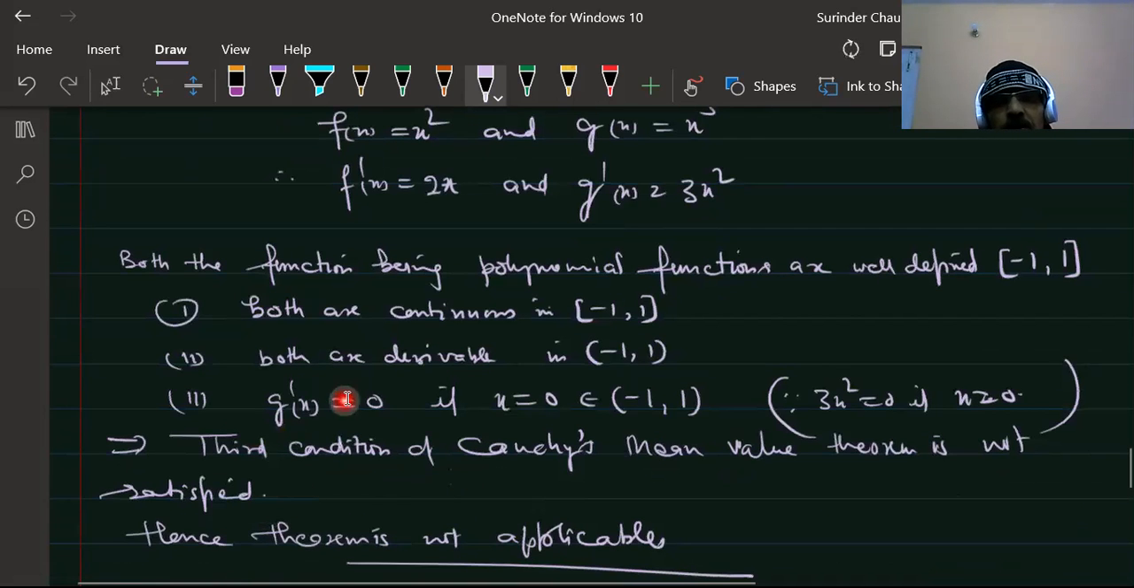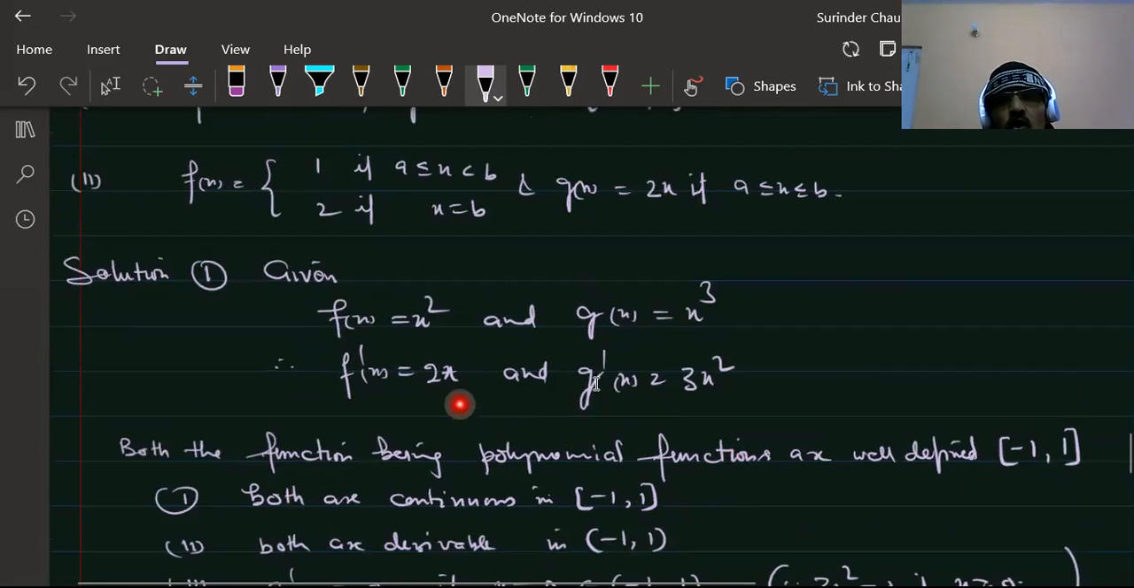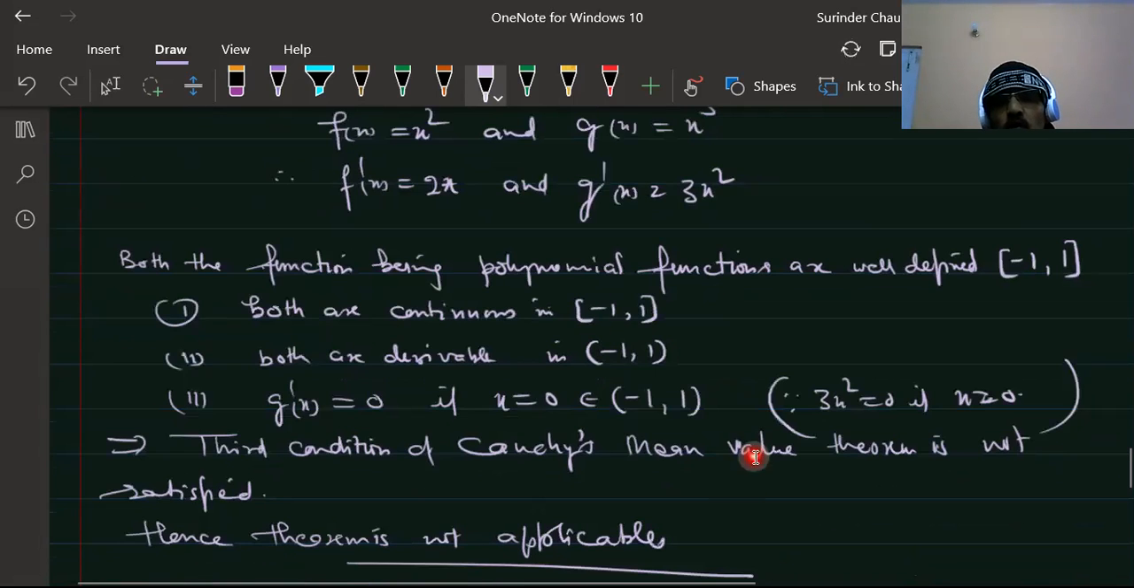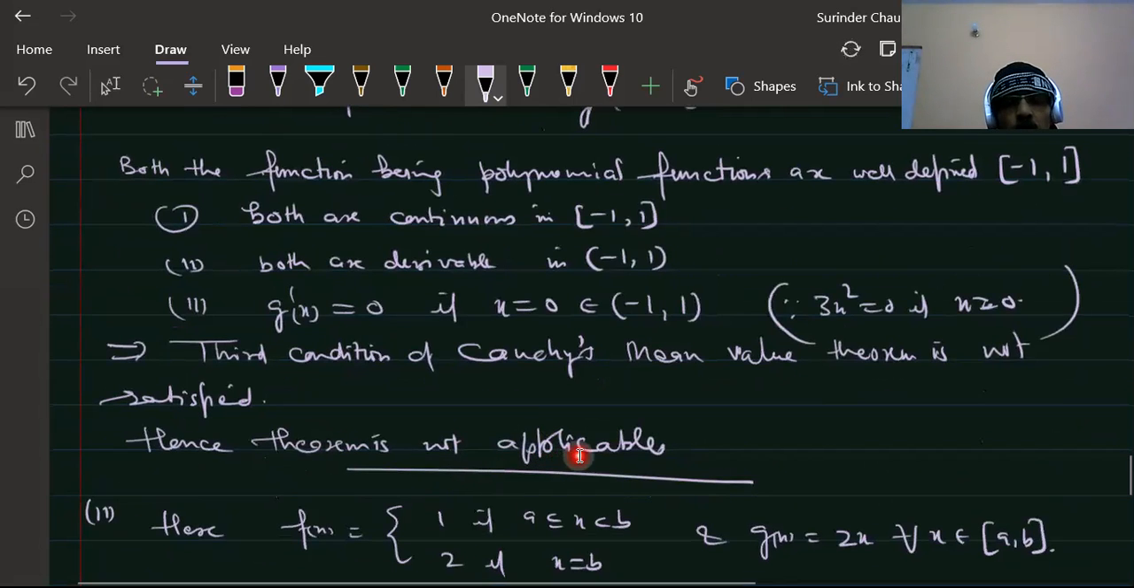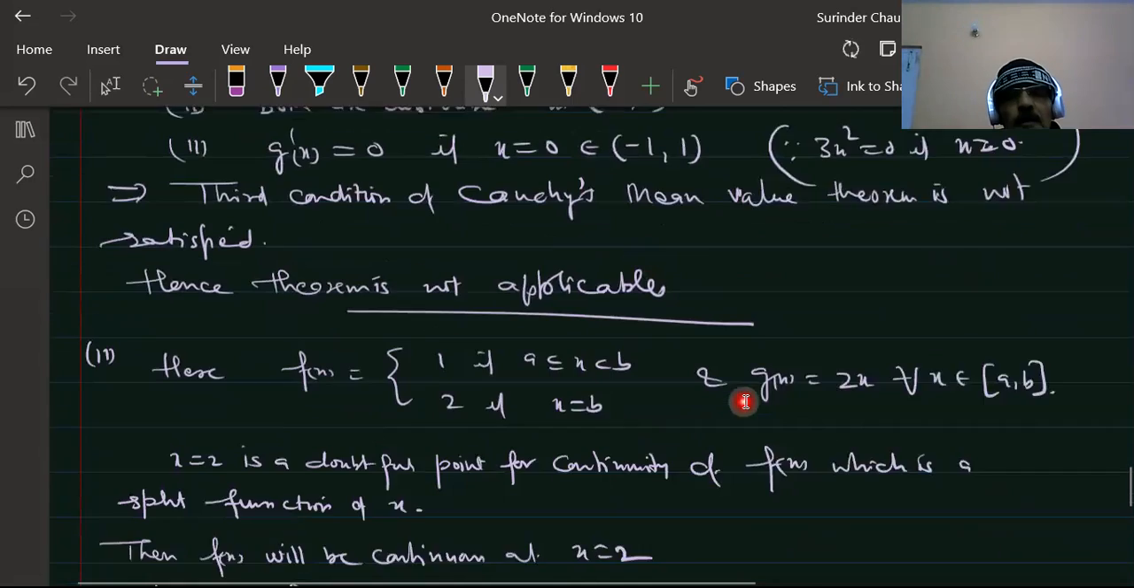And g dash x is 0 at x equal to 0, so this belongs to the interval. Therefore, the third condition is not satisfied. Therefore, we can't apply this Cauchy mean value theorem. So f(x) and g(x) will not satisfy the Cauchy mean value theorem in the interval minus 1 to 1.